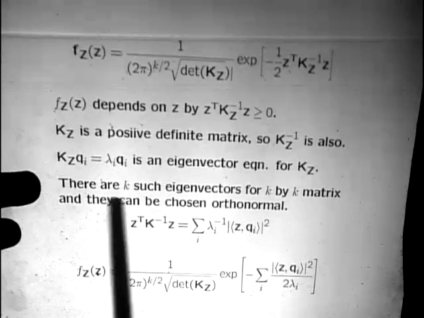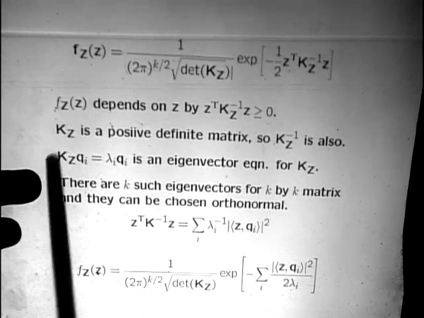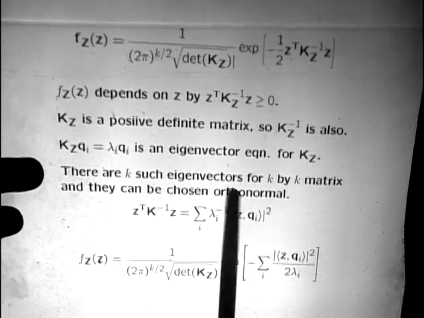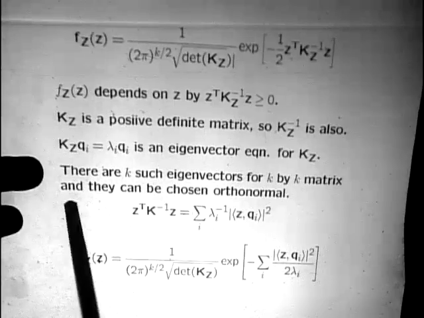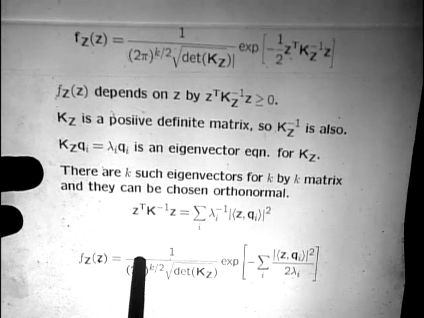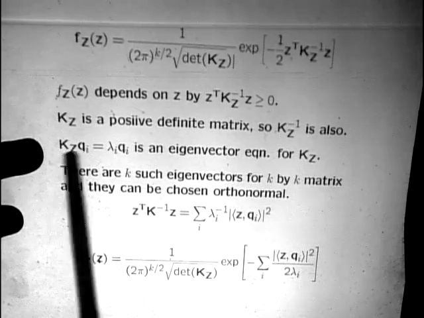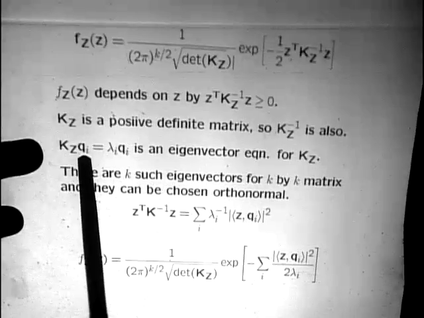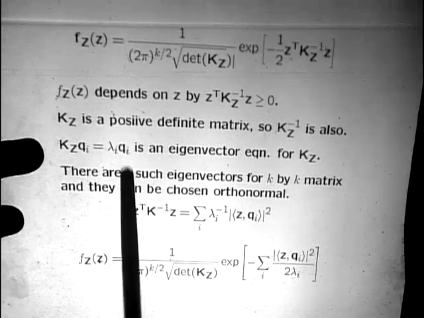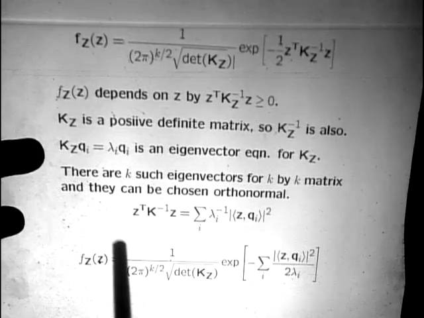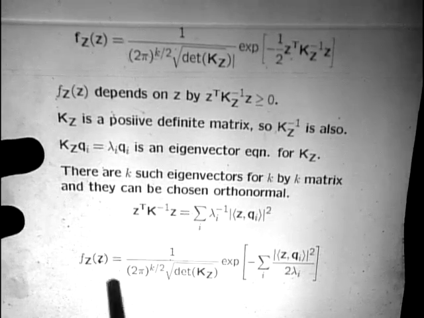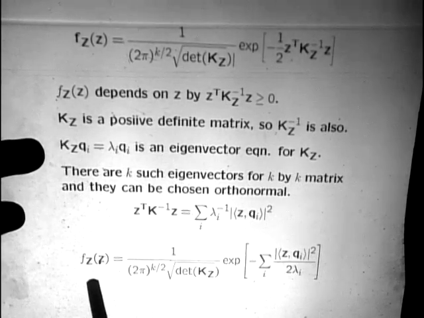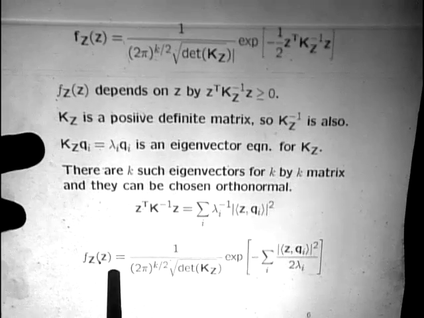and in fact, if you have a matrix which is k by k, little k by little k, then there are k such eigenvectors, and they can be chosen orthonormal. Okay, in other words, each of these q sub i are orthogonal to each of the others. You can clearly scale them because you can scale this and scale this together, and it's going to maintain equality. So you just scale them down so that you can make them normalized.